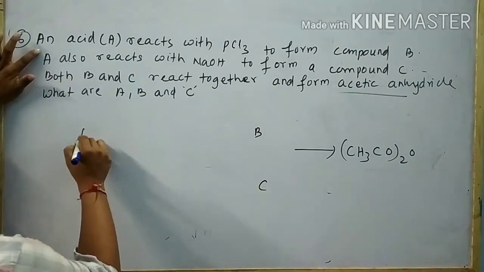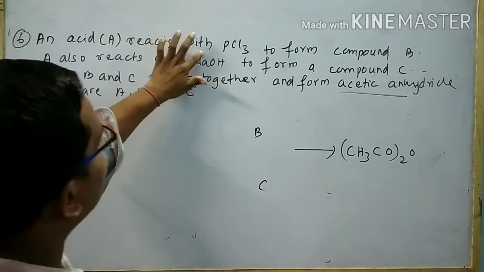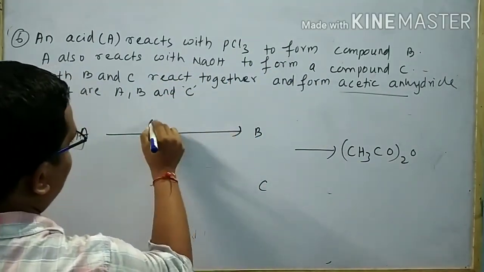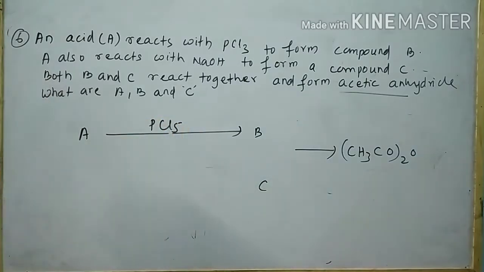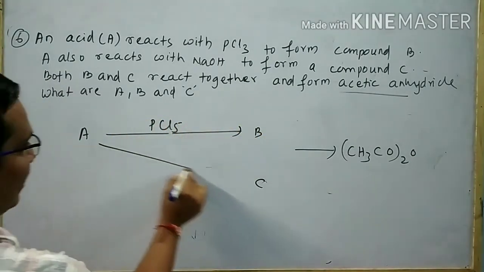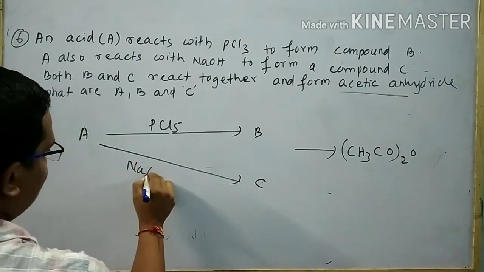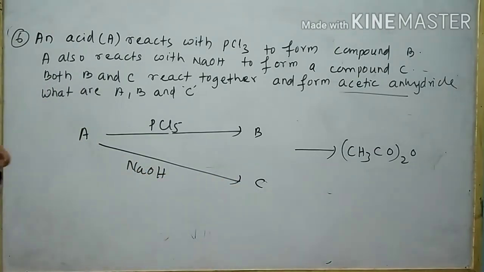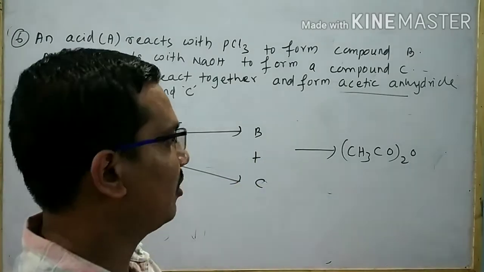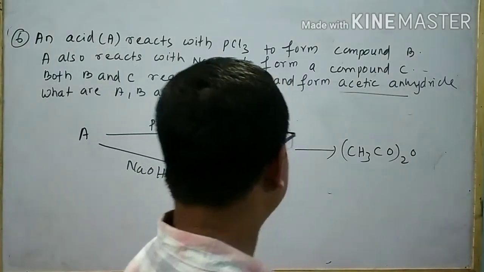An acid A, when reacted with PCl3 (actually PCl5), forms compound B. A reacts with PCl5 to give B. A on reaction with NaOH gives a compound C. B and C, when reacted with each other, form an acid anhydride.